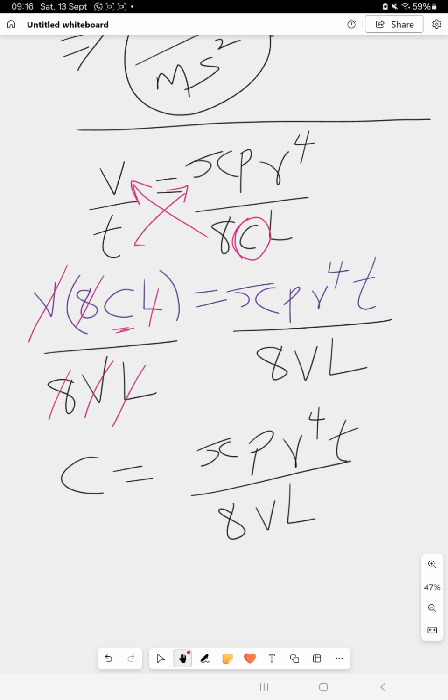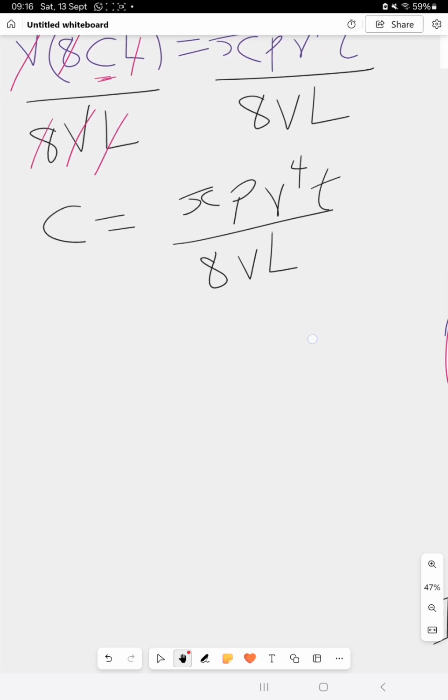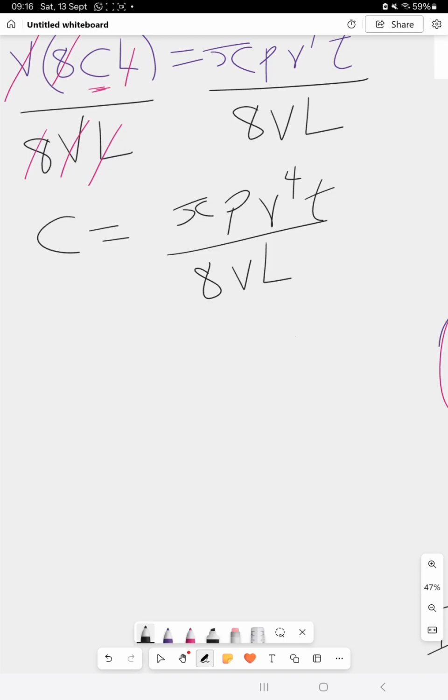Now we need the base units of C. So what should I do? Let's start again. What are the units of pi? Pi is a constant, so it doesn't have units. What are the units of P? P is pressure, which is given by force over area. What are the units of R? R is in meters, so meters power 4. What are the units of T? T is the time taken, so it is S.